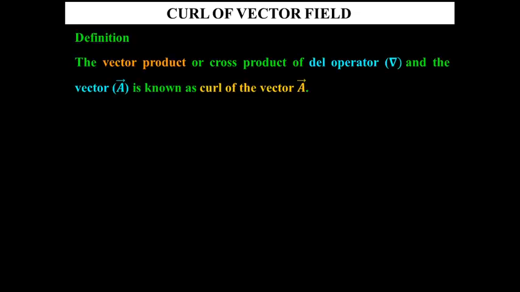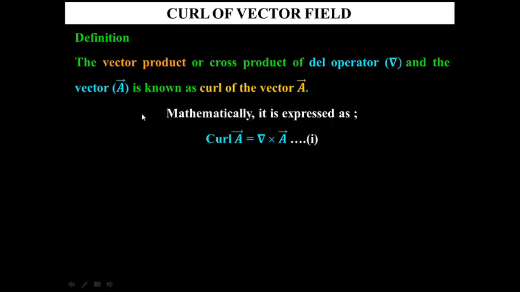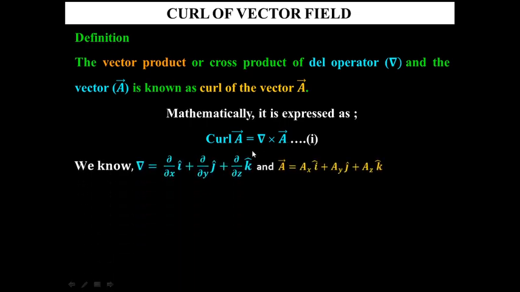Mathematically, curl of vector field is defined as the vector product or cross product of del operator and the vector A, known as the curl of the vector A. Mathematically, it is expressed as curl of vector A is equal to del cross A vector. We know that del operator, that is vector differential operator, is nothing but del by del x i plus del by del y j plus del by del z k. It is represented in the form of vector, and vector A can be written in terms of x, y, z components, that is Ax i plus Ay j plus Az k.